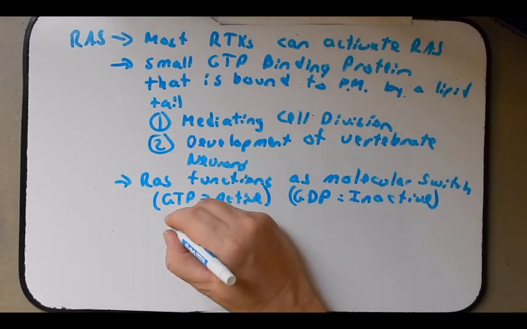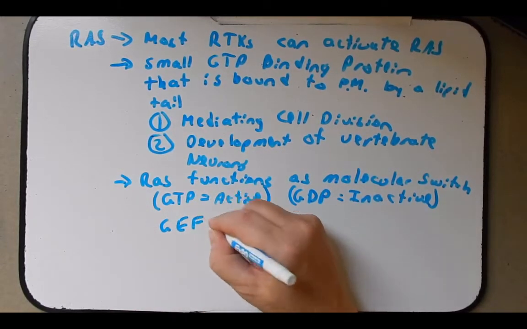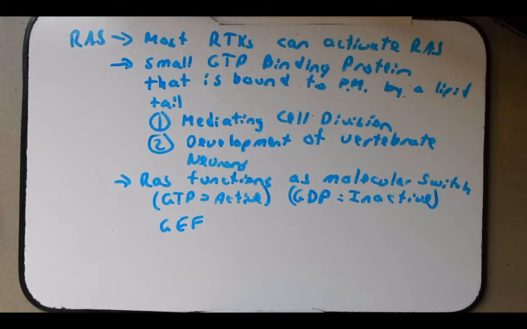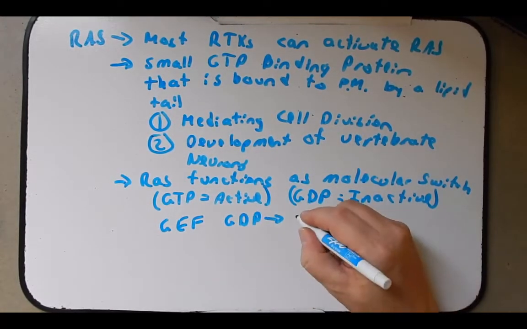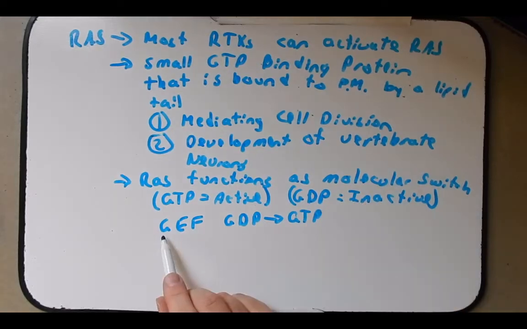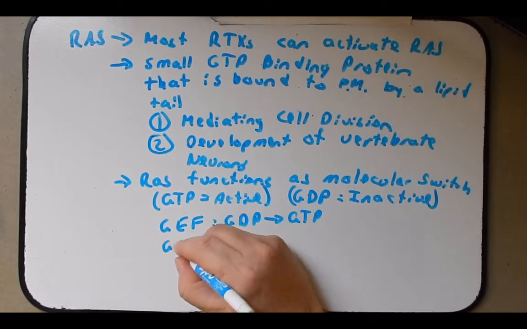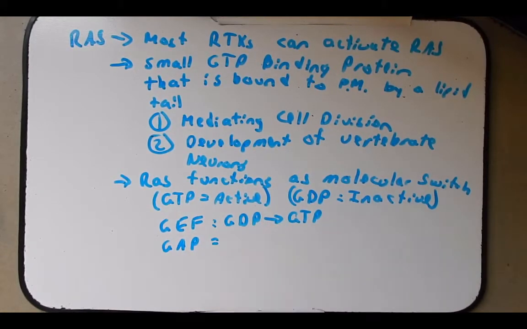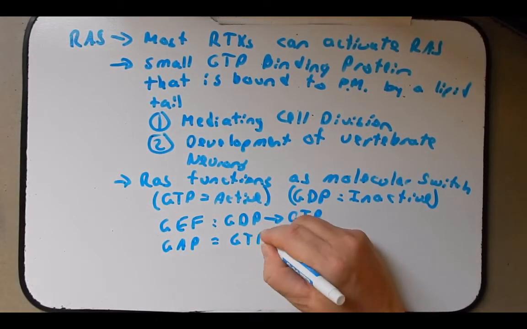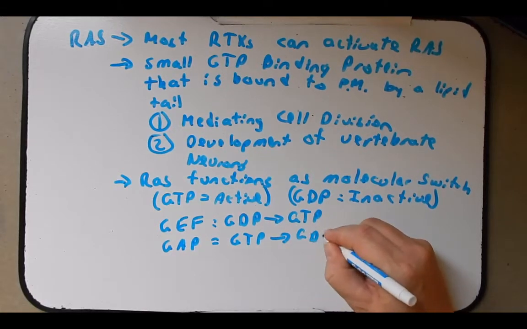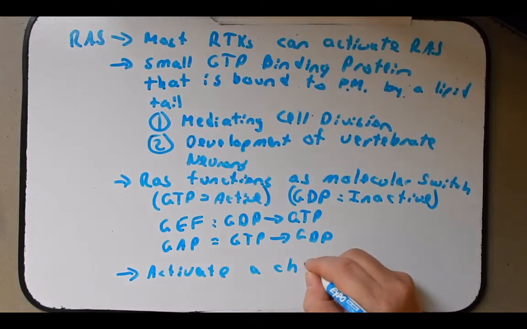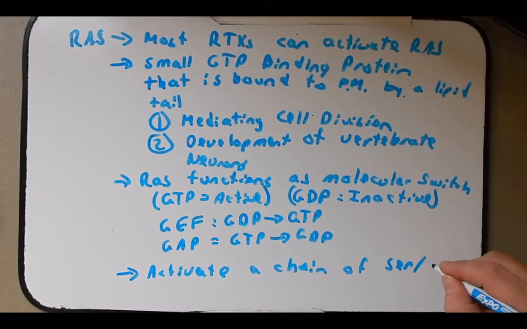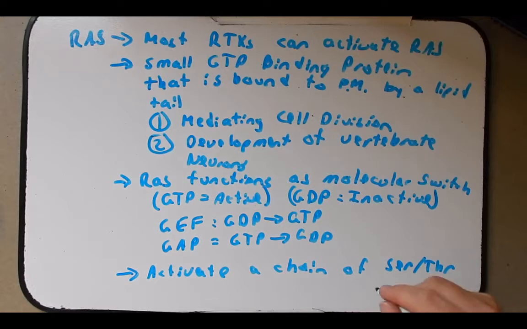But in talking about it, we're going to talk about these two proteins. One's called a GEF, G-E-F, the guanine nucleotide exchange factor, and this is important for going from GDP to GTP. And then the opposite of that is GAP, which hydrolyzes GTP to make GDP. When it's active, it will activate a chain of serine or threonine kinases.